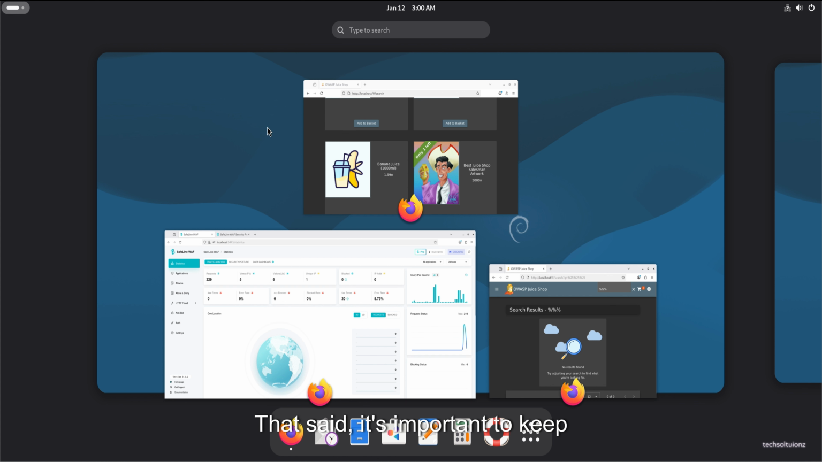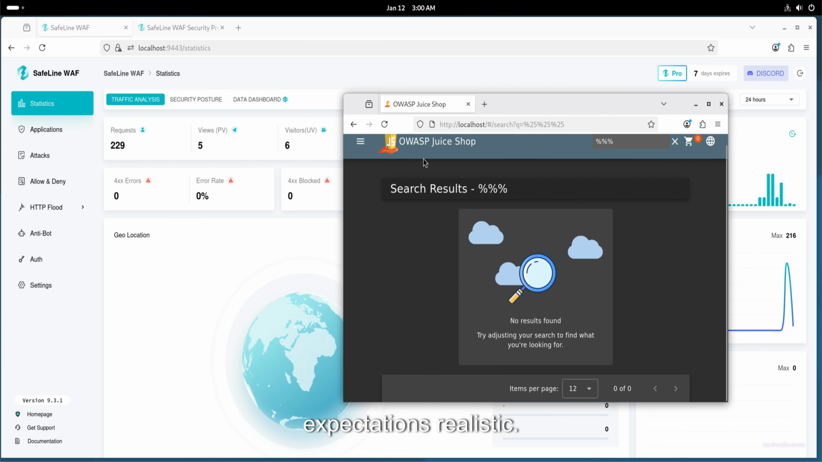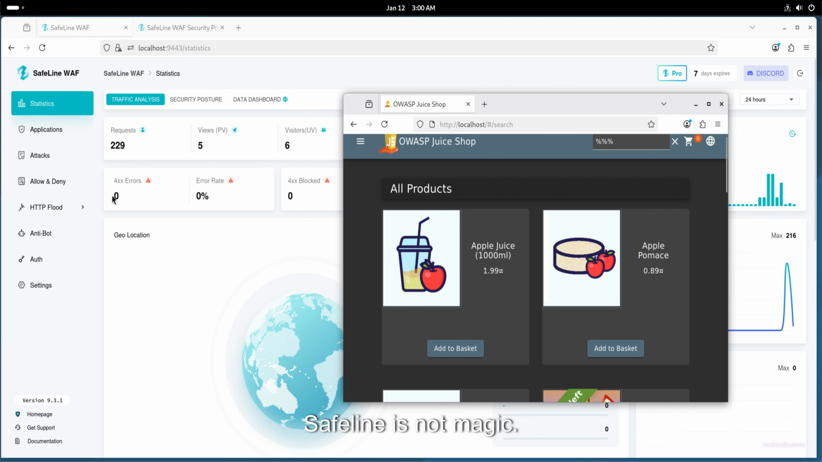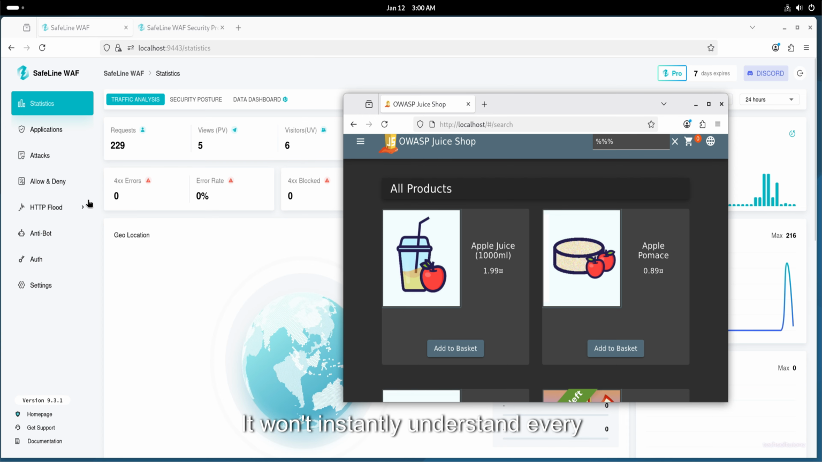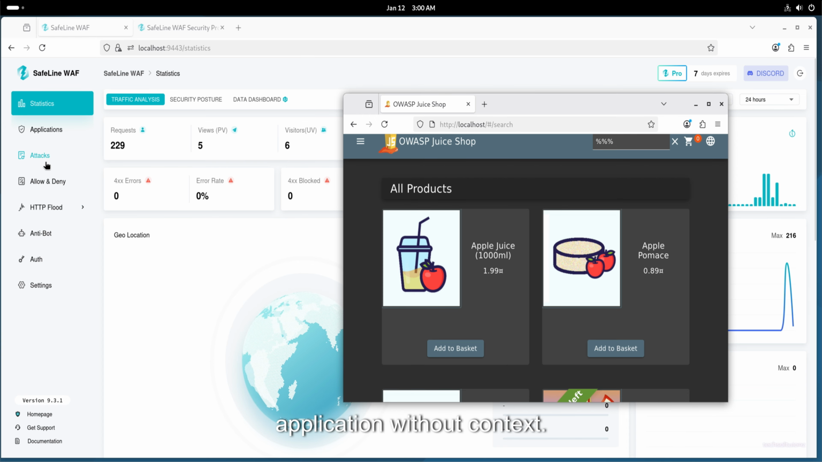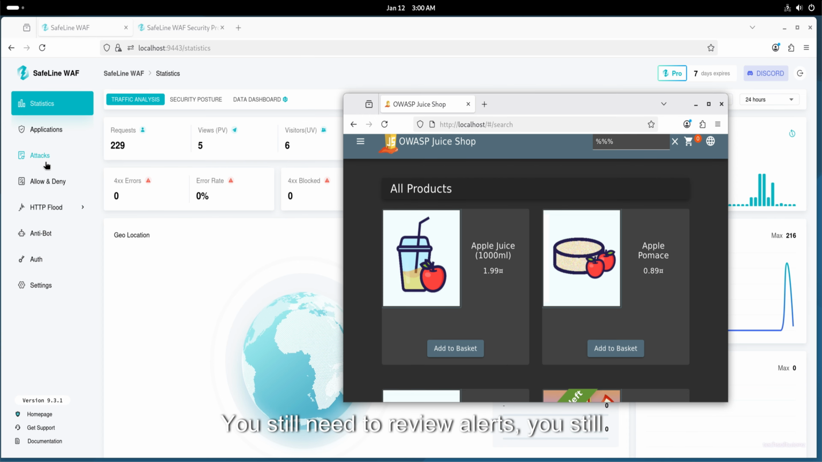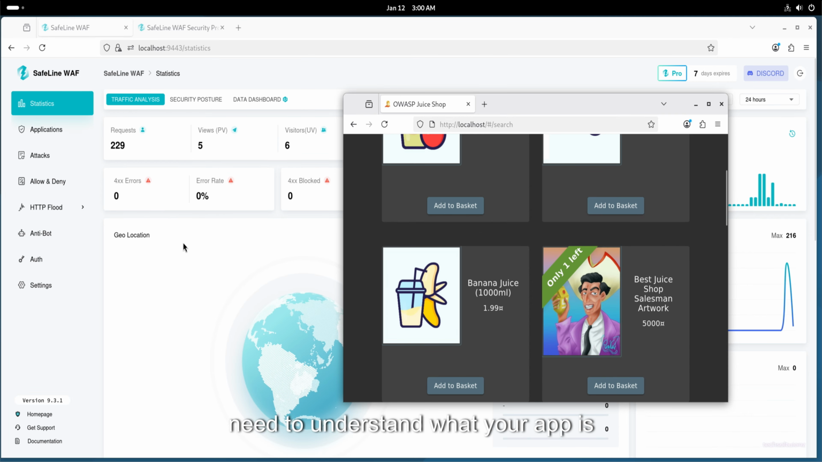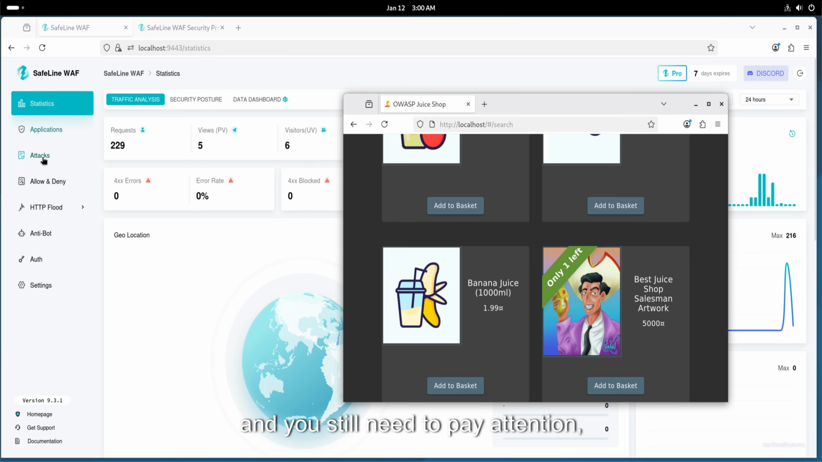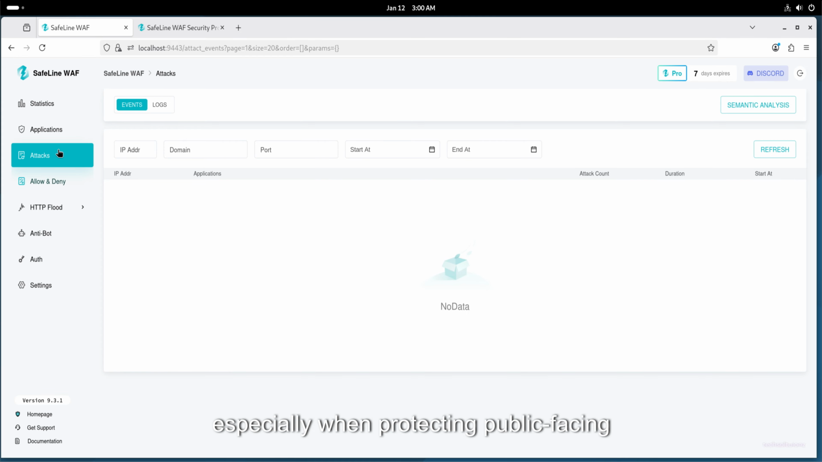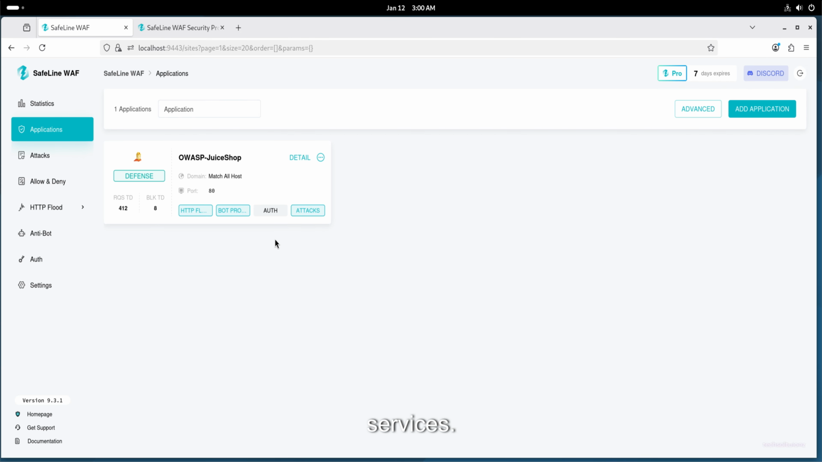That said, it's important to keep expectations realistic. SafeLine is not magic. It won't instantly understand every application without context. You still need to review alerts, you still need to understand what your app is supposed to do, and you still need to pay attention, especially when protecting public-facing services.